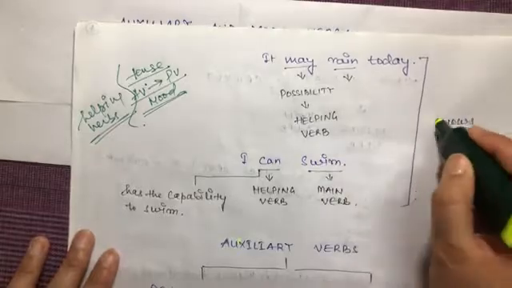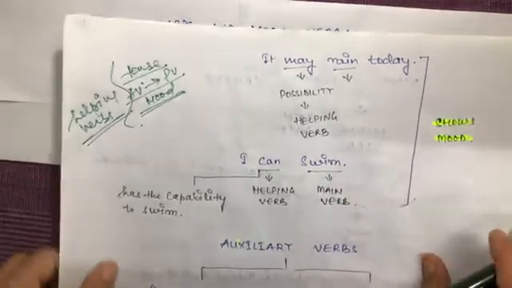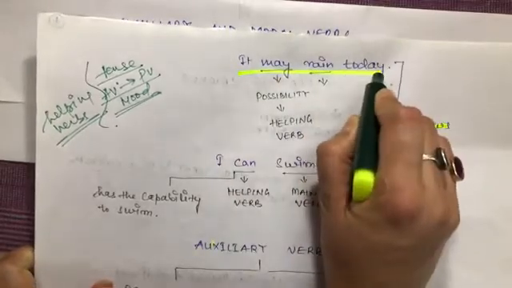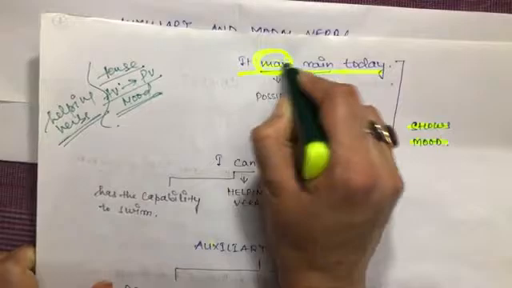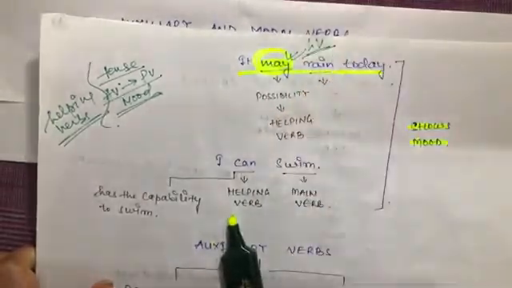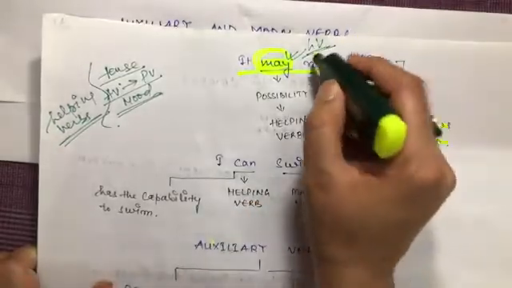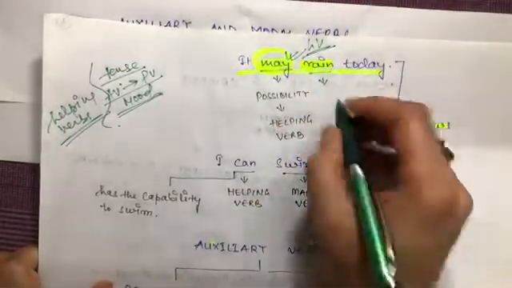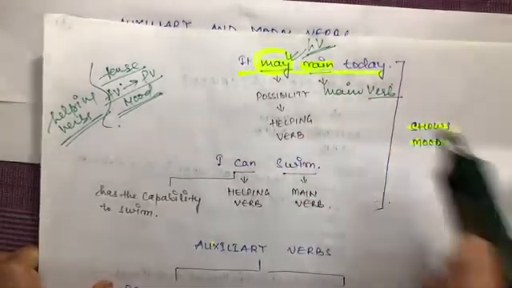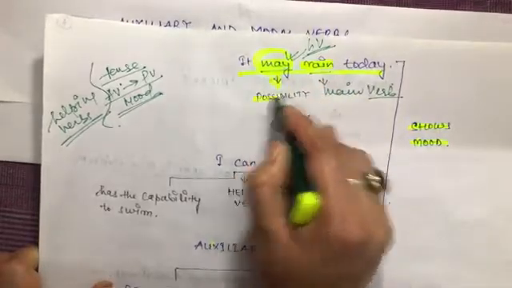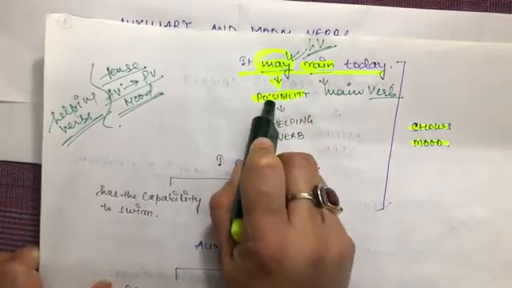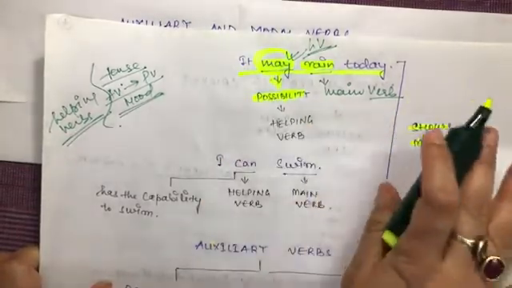When I say it may rain today, it shows the mood. Okay, so here may is the helping verb. This may is a helping verb. And rain is what? Rain is the main verb. Okay, so this is taken up as modal. This is showing the possibility. The helping verb may is showing the possibility that it may rain today.